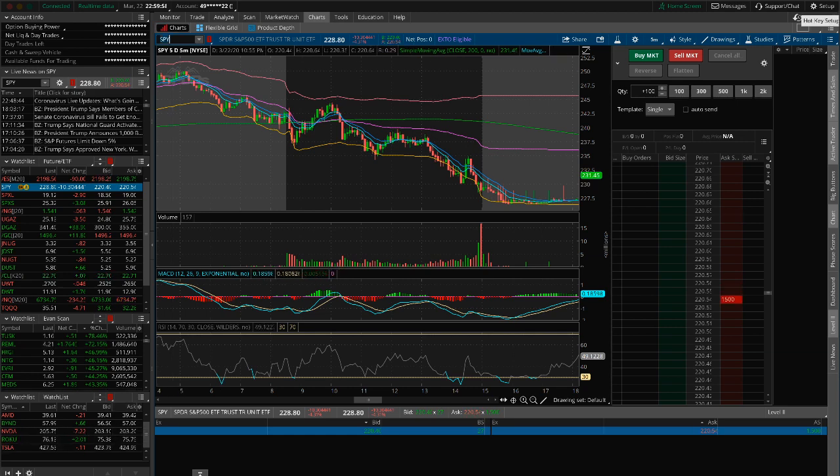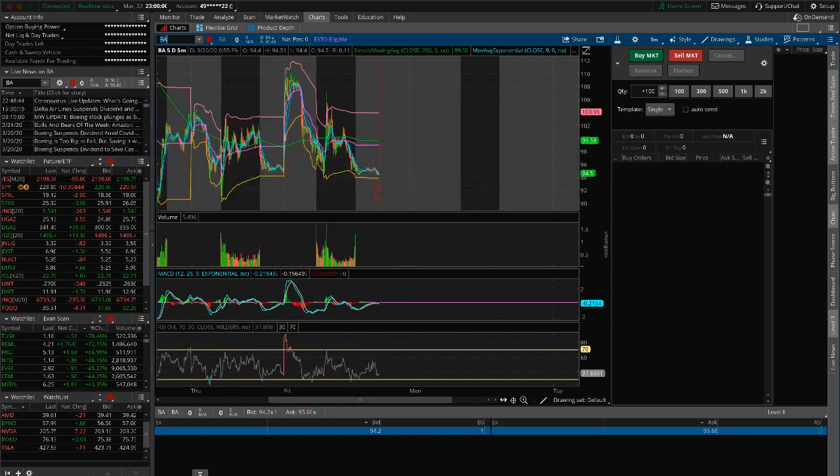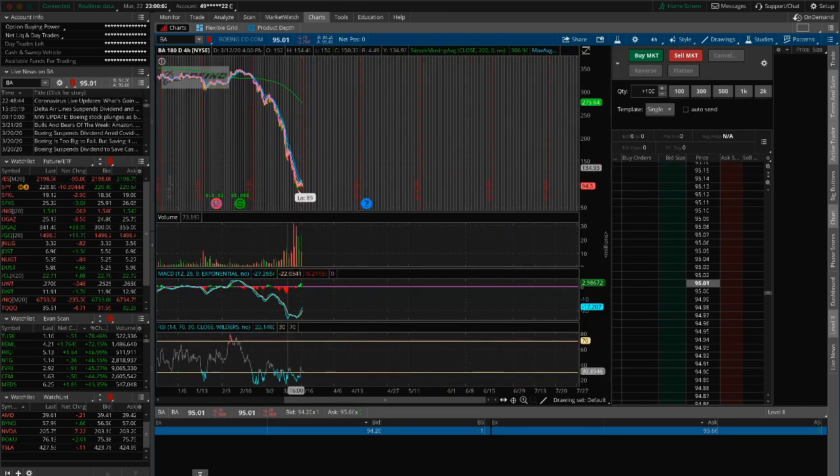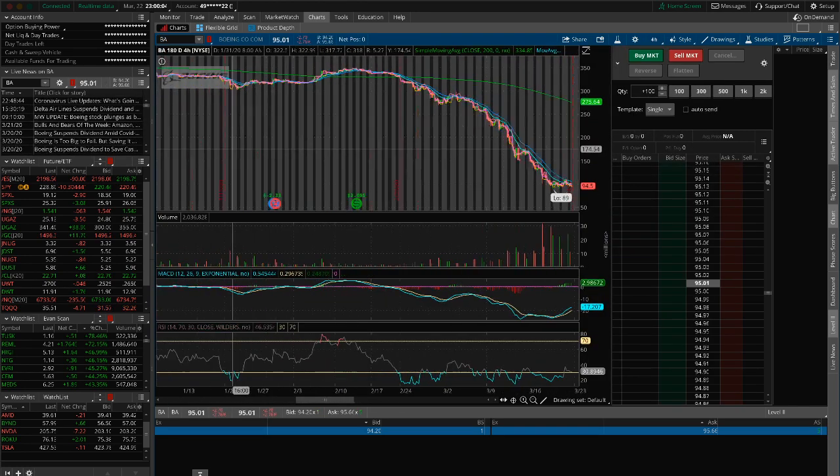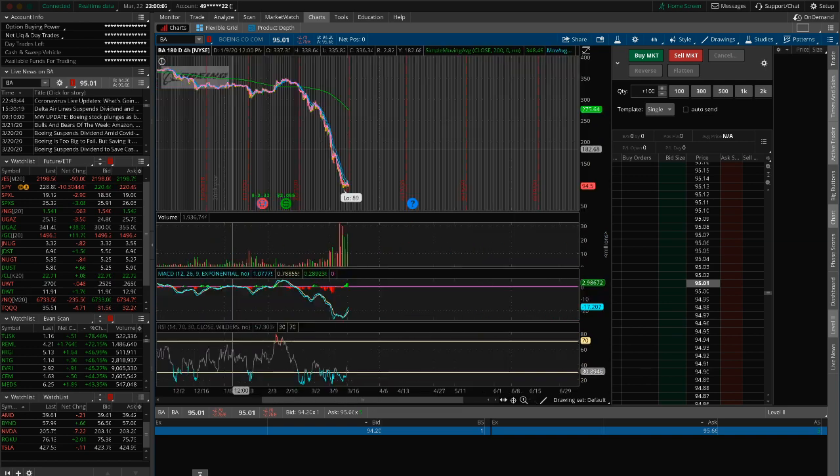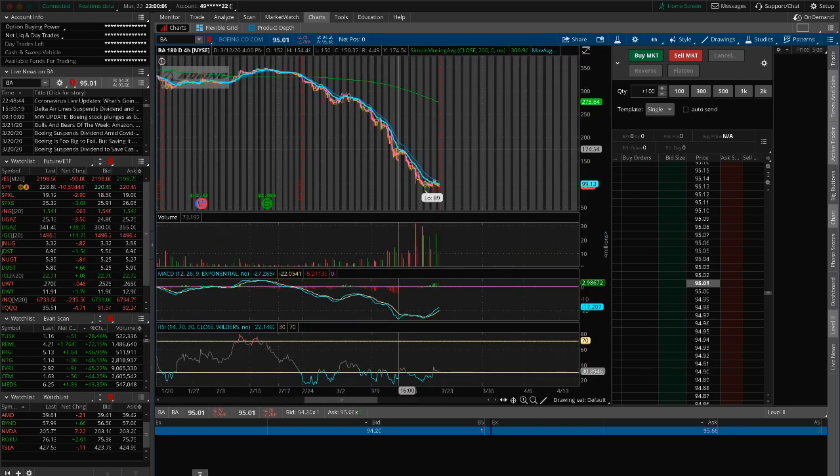I can tell you, Boeing, I don't know if I'll be able to find it. This happened a good while ago. I doubt I'm able to find it. Anyways, Boeing one day got halted on the way down. That is a specific equity getting halted on a circuit breaker. That is called a T12 halt, right? A T12 halt.